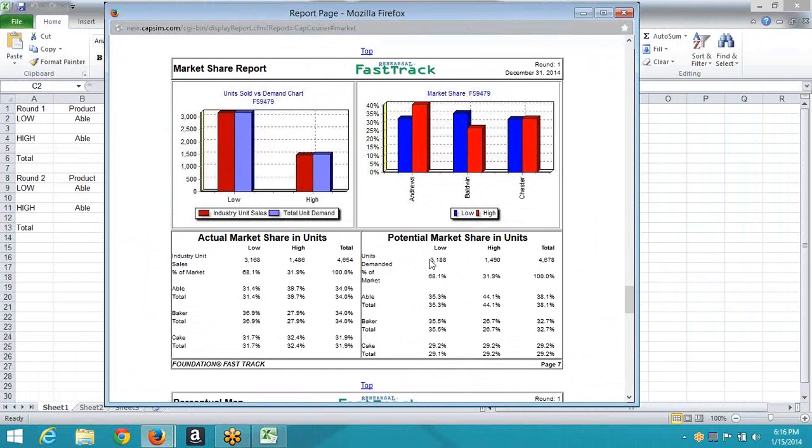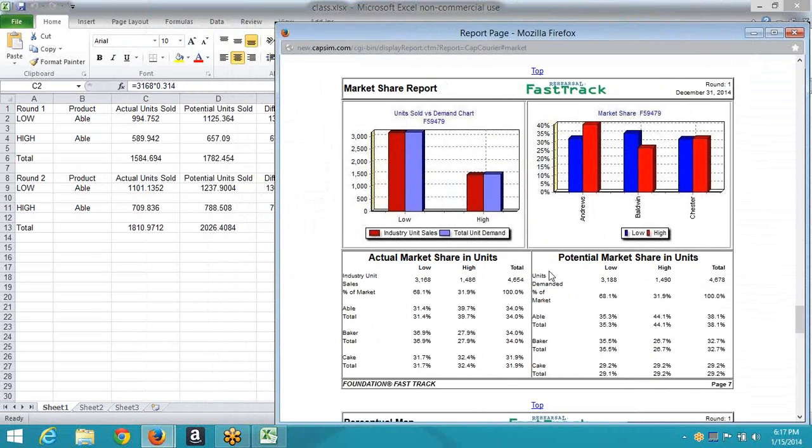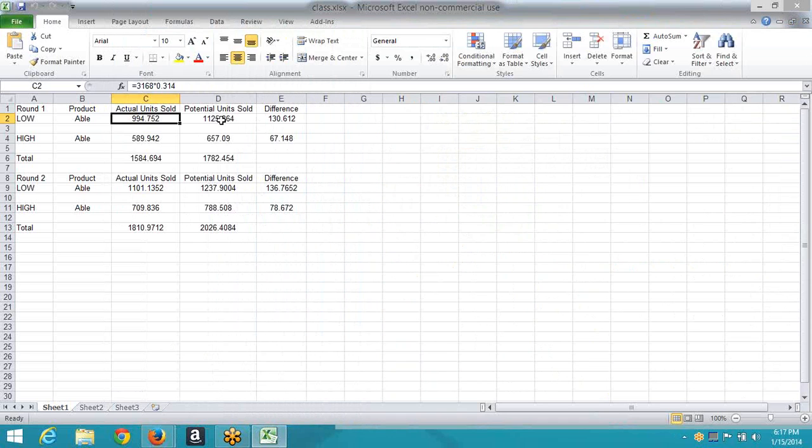Once you do that, you go to your potential, and I potentially could have had 35.3% versus the 31.4%. So I could have sold about 4% more than what I did. I go through and say 35.3% of 3,188, and then I take the difference of the two to see that I should have produced 130 more than what I actually did.